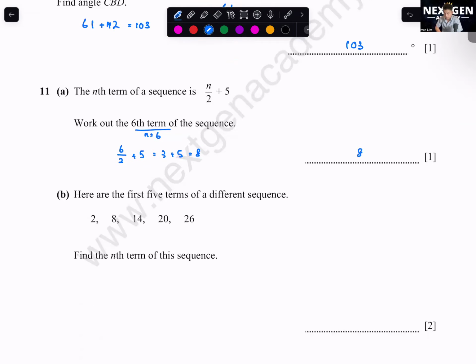Okay, next one. Here are the first 5 terms of a different sequence. Find the nth term of this sequence. With the formula that I taught you just now, can you find the nth term? Everyone try. Use the formula a plus n minus 1 d. I see Hang, Seth, Sean, very good. The rest of you, what is the nth term?